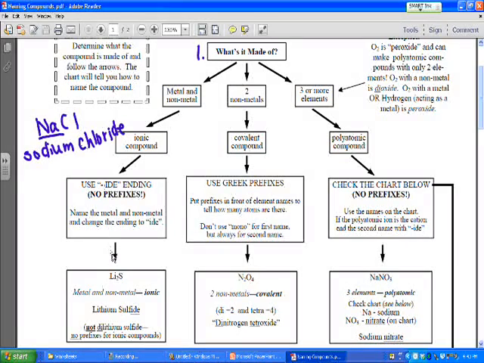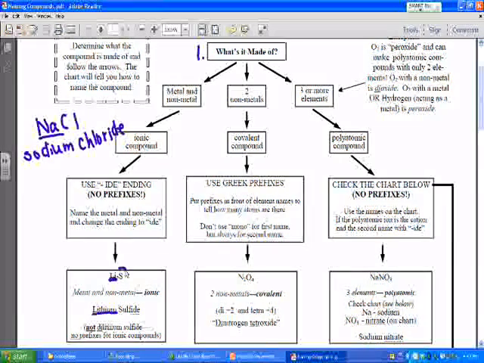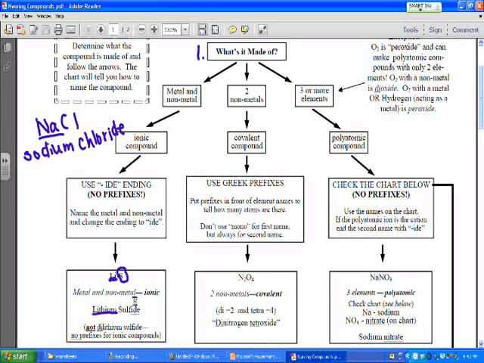Now let's move on down to the example that he has for us. LiS. I'm going to underline the metal. So lithium is our metal, so it's going to stay the same, as you can see down here, lithium. It stays the same just like it is on the periodic table. But the nonmetal, which is what I will circle, we change the ending to IDE. So we say lithium sulfide. So this shows us that for ionic compounds, you keep the metal the same name it is on the periodic table. The nonmetal, we just change the ending.